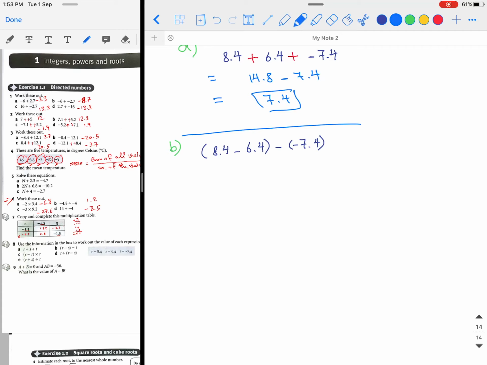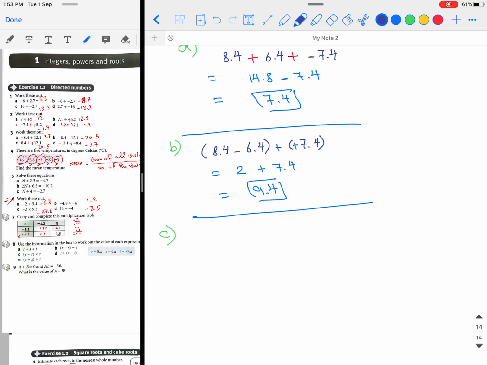So 8.4 minus 6.4, you will get 2. Here, negative, make it positive or plus. So it will be plus 7.4. 2 plus 7.4, you will get 9.4. This is the result.